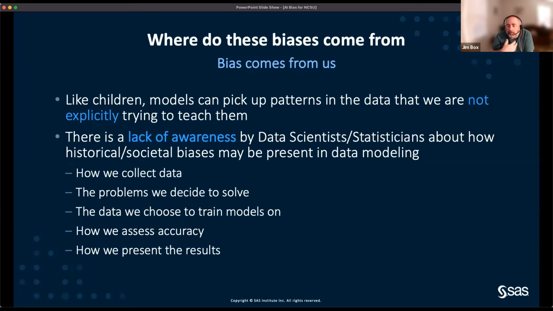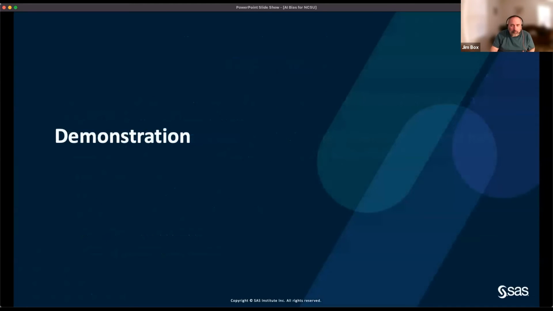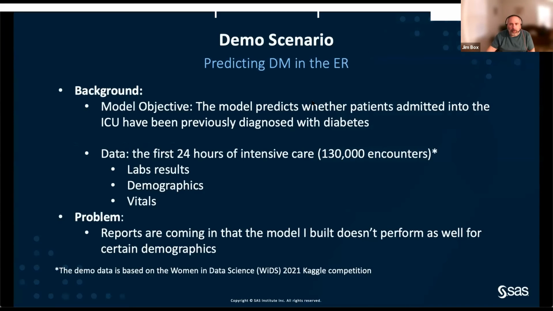A lot of times, the people who are data scientists or statisticians haven't been the people who have been subjected to some of these societal biases. So we can tend to not be aware of them, right? And these biases are in how we collect data, the types of problems we're trying to solve, what kind of data we're using to train the models, how we assess the accuracy, and how we present the results. So it's really incumbent on us as data scientists, data practitioners, to be aware of this and to be thinking about it. And let's do a little bit of a demonstration.